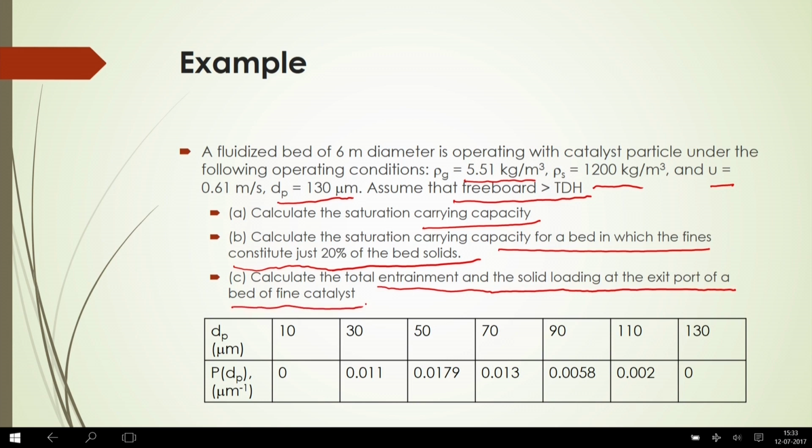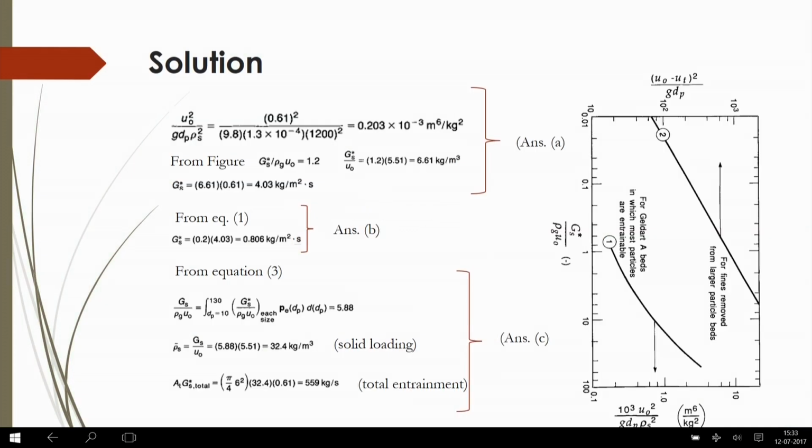It is given that the particle size distribution for the different particle sizes is in the table, and this function is obtained from this table for this PDP. Now, just calculate the group u0 square by g dp rho s square, and once you know this value, from this figure you calculate the group G_A star by rho s u0 for that particular value. From this you will be able to calculate G_A star, that means the saturated carrying capacity.